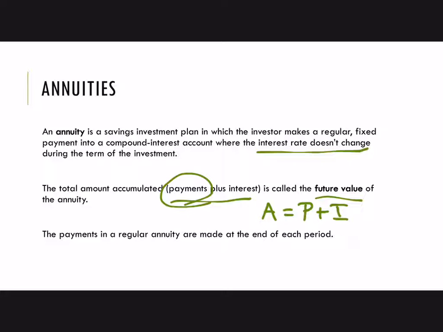The other difference from a savings account is that the payments for an annuity are made at the end of each period. So when you start an annuity, if you think about a period of once per year, then your first payment would be made at the end of the first year instead of at the beginning.